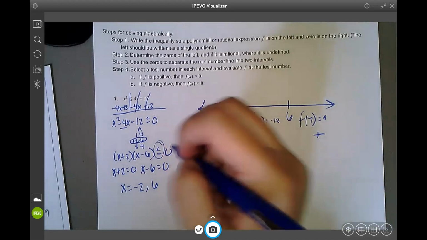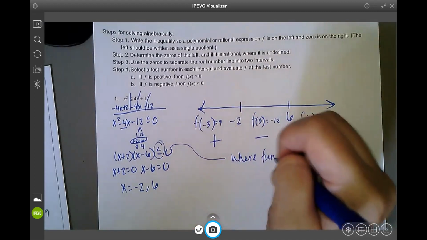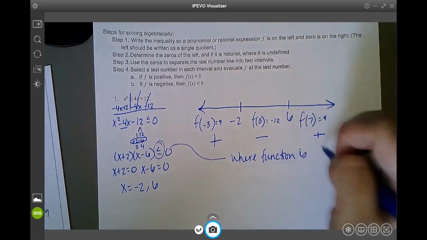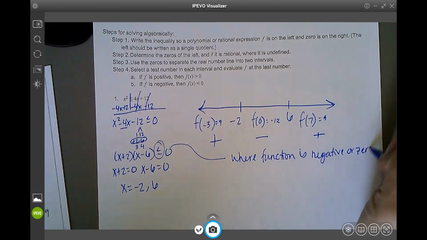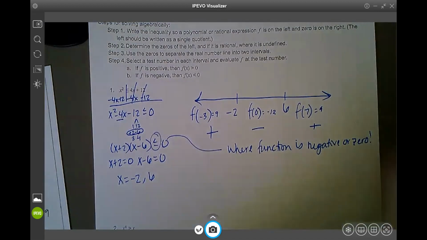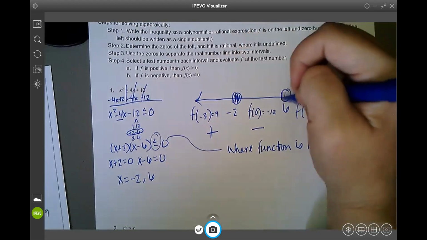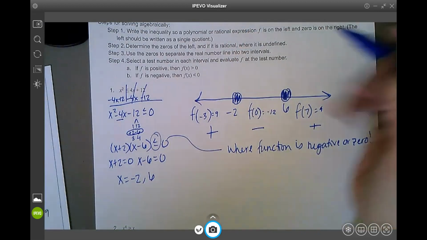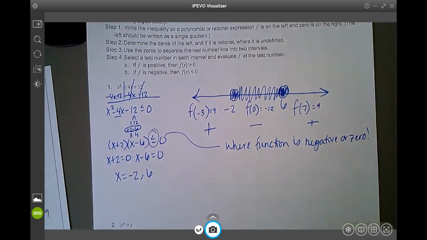So now, because it's less than or equal to 0, we want to know where the function is negative or 0. So it's going to be the interval over which the function is negative or 0. So because it's or equal to, I'm going to have filled in circles here where it is 0. And because we want to know where it's less than 0, this is our interval or our solution point.